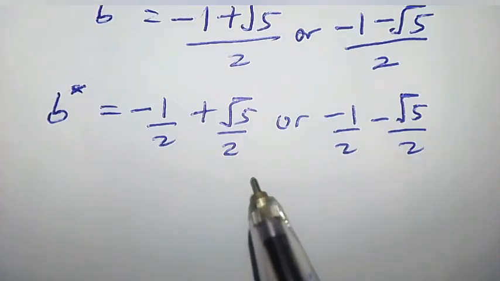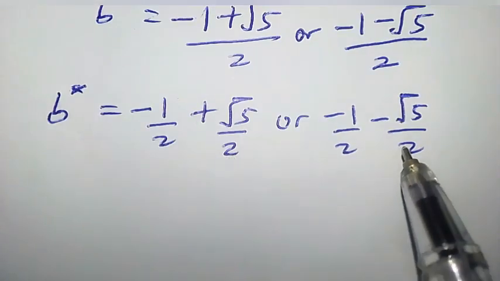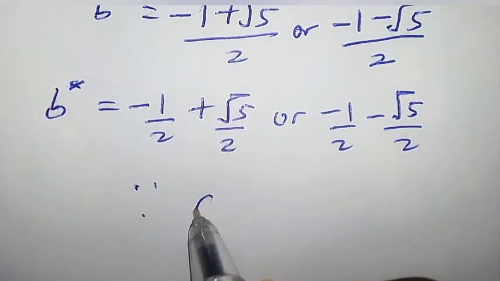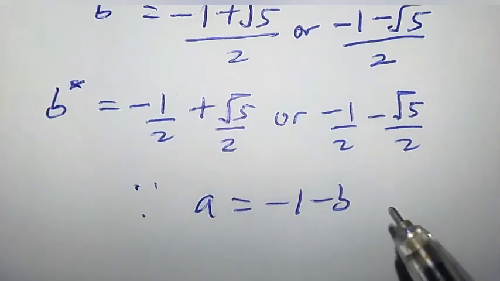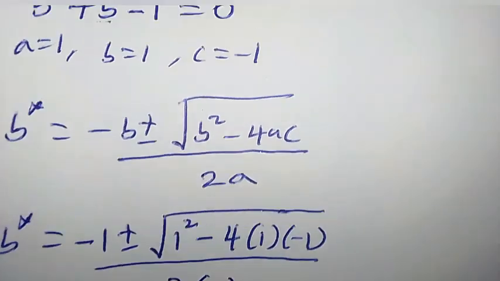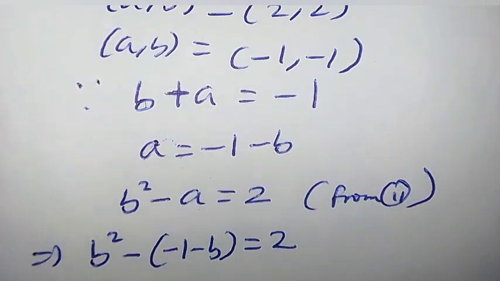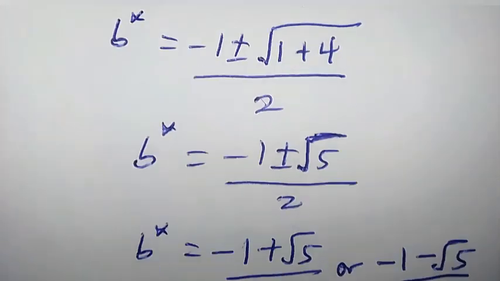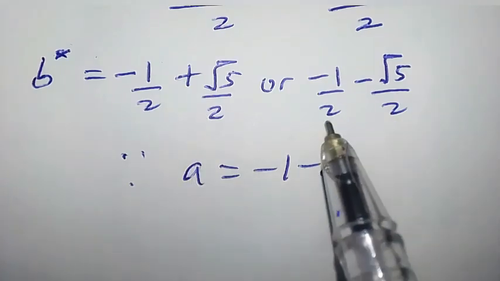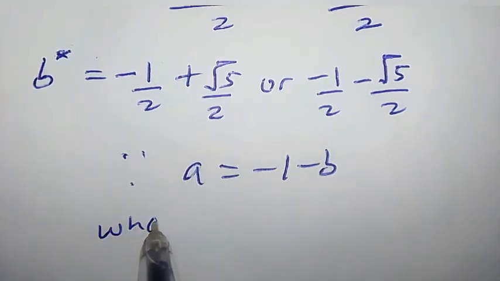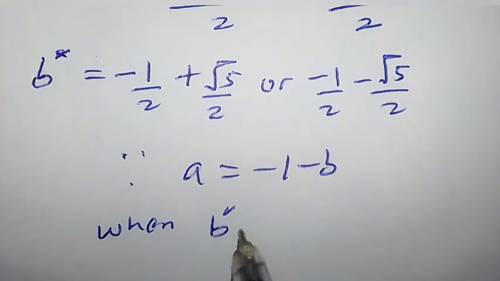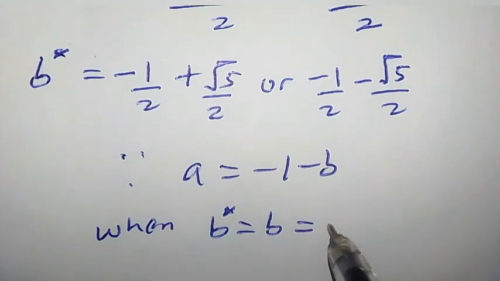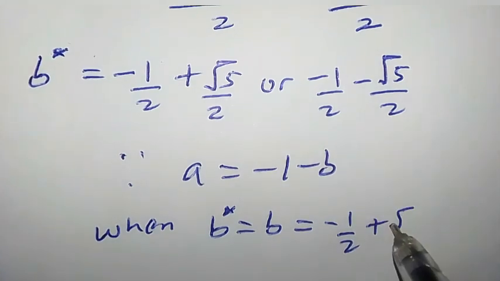Let's proceed further. We can use these two values of B to obtain the values of A. So, since A is equals to minus 1 minus B, from this guy, let me show you what we obtain from here. A equals to minus 1 minus B. So, let's continue. Let's consider each case now. So, when B star, which is the same thing as B, is equals to this guy, minus half plus square root of 5 over 2.